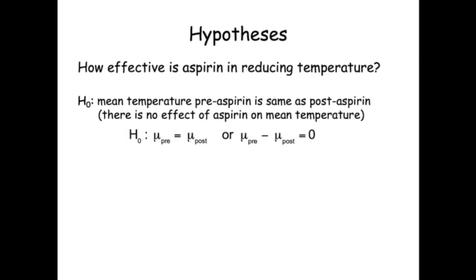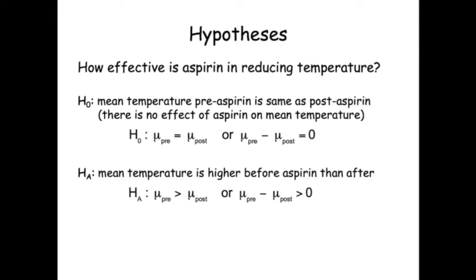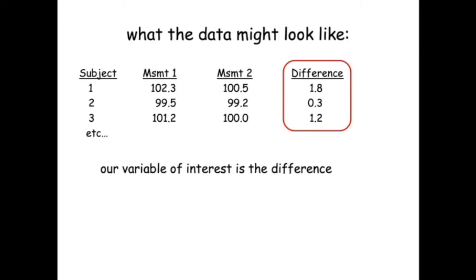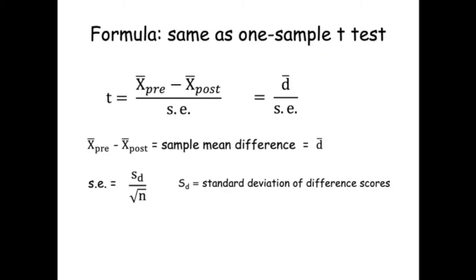The null hypothesis is that the population means are equal, or that the difference is zero. The research hypothesis is that the mean temperature before aspirin is higher than mean temperature 1 hour after taking aspirin, or that the difference is greater than zero. Each subject has a before and after measurement, so our data might look like this. The paired t-test formula is identical to that for the one-sample t-test, except that the variable is a difference score.